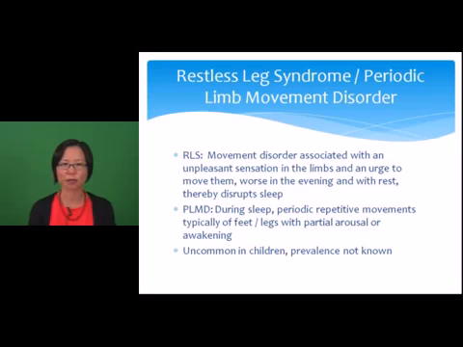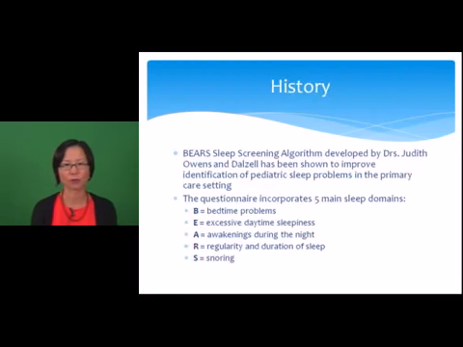Restless leg syndrome and periodic limb movement disorder are also sleep disorders. They are both very similar. Restless leg syndrome occurs when someone is awake, and periodic limb movement disorder happens when they are asleep. In both of these disorders, there's excessive limb movement that causes either disruption in falling asleep or partial arousal during sleep. This is actually fairly uncommon in children. The prevalence is not well known.